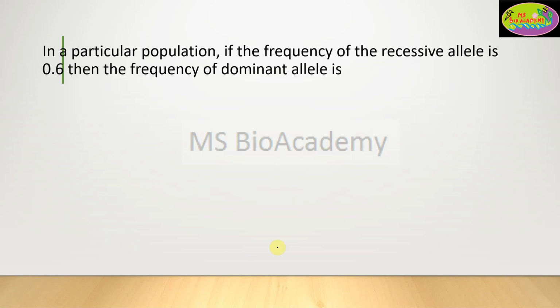Let's move on to the next question and solve that. Next is, in a particular population, the frequency of the recessive allele, that means q, is given to you. It is 0.6. So q is 0.6. Then the frequency of the dominant allele is, so you have to calculate the p value. This is quite easy.